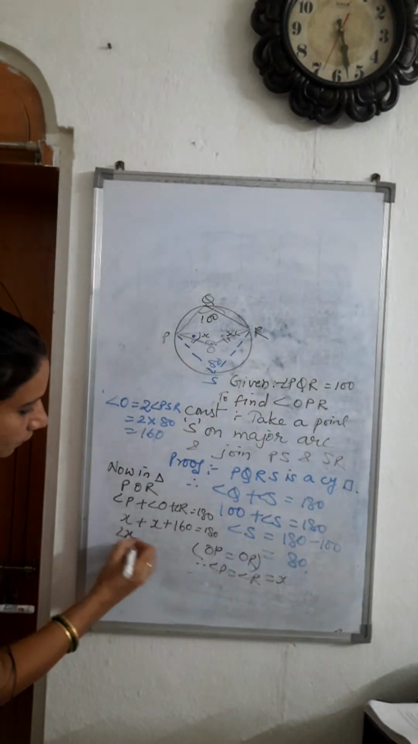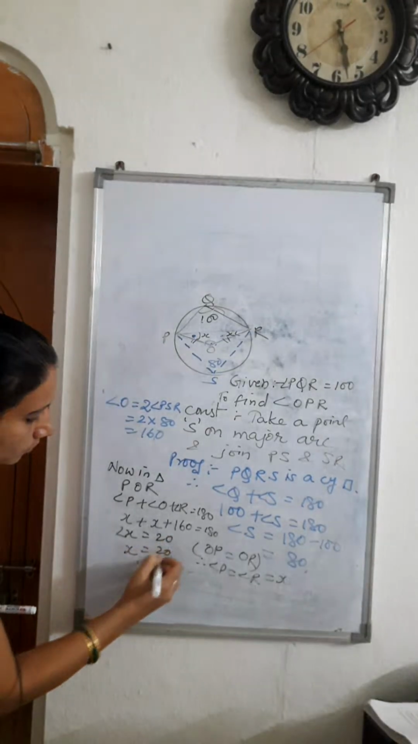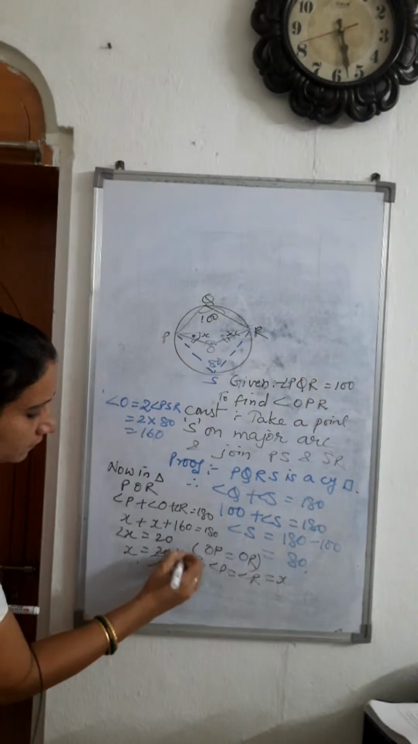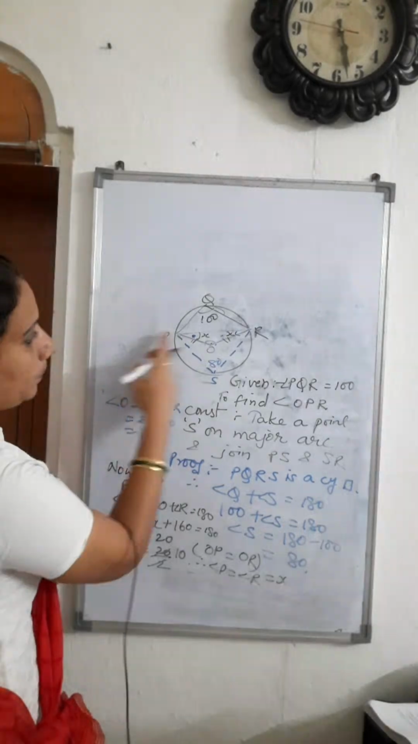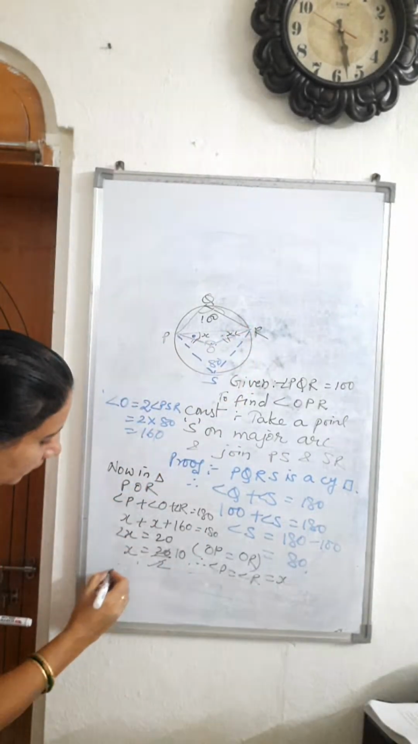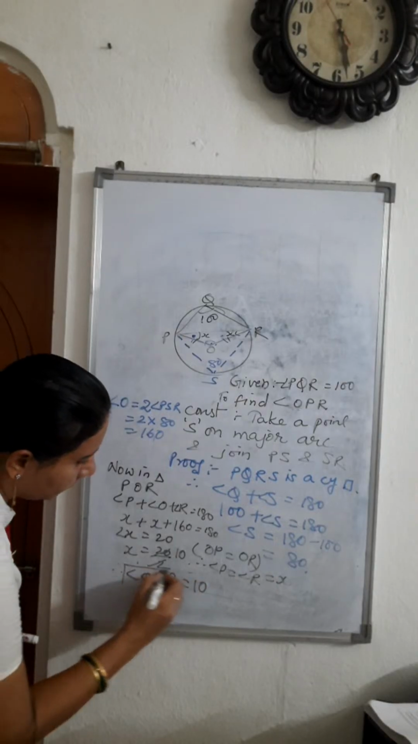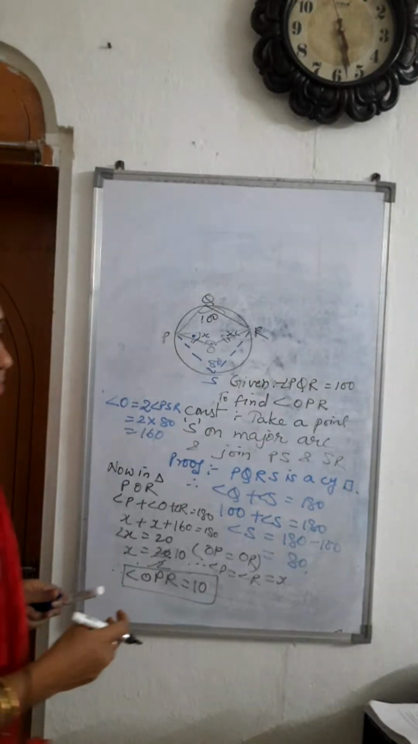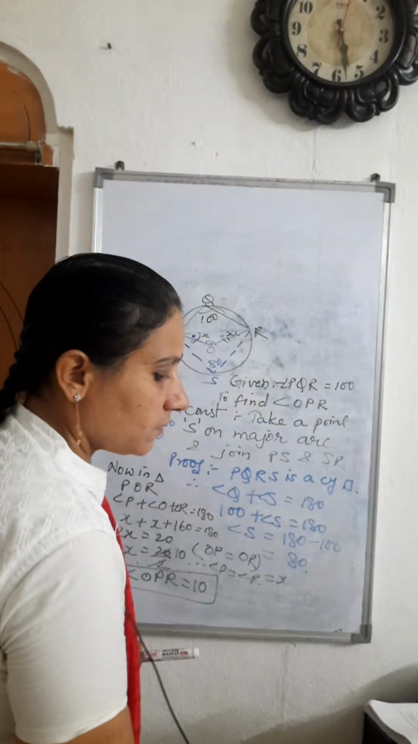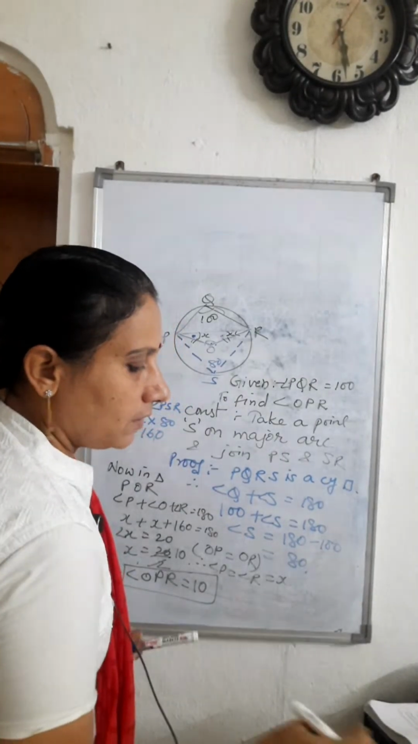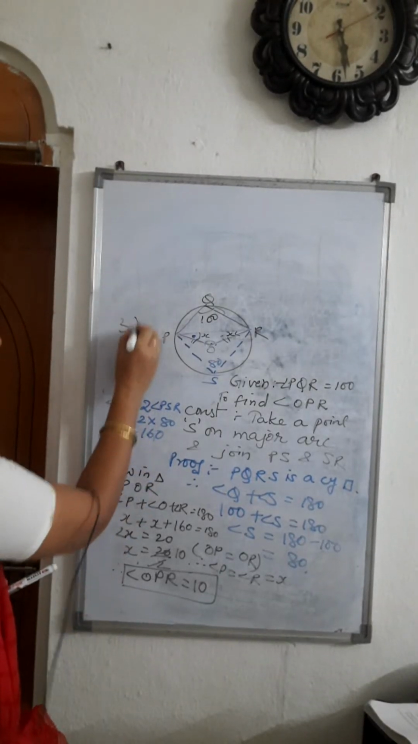So here twice X is 180 minus 160, which is 20. So X is 20 upon 2, so it is 10. We got the value of X. So the final answer OPR is 10. Therefore, angle OPR is 10. So we completed the third question. Now fourth and fifth questions are very easy. Out of this exercise, only two questions are a little different. Otherwise, all are based on properties only.